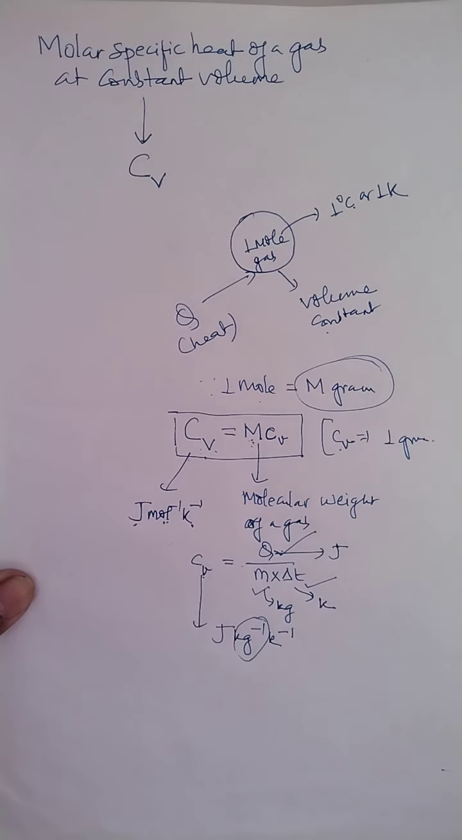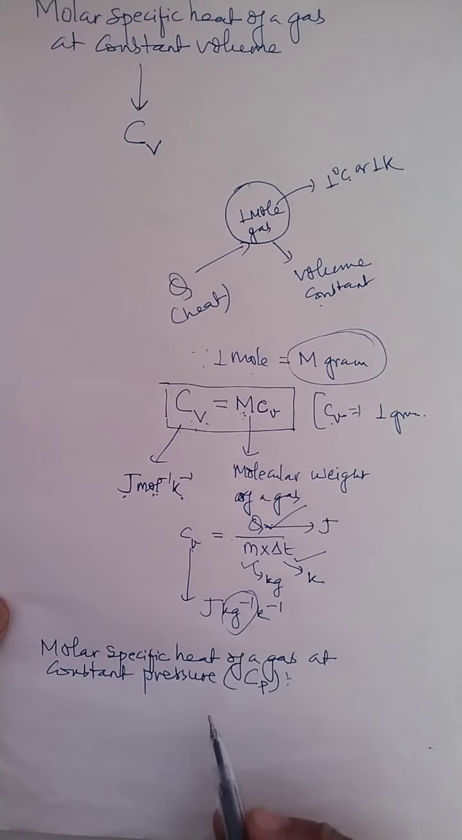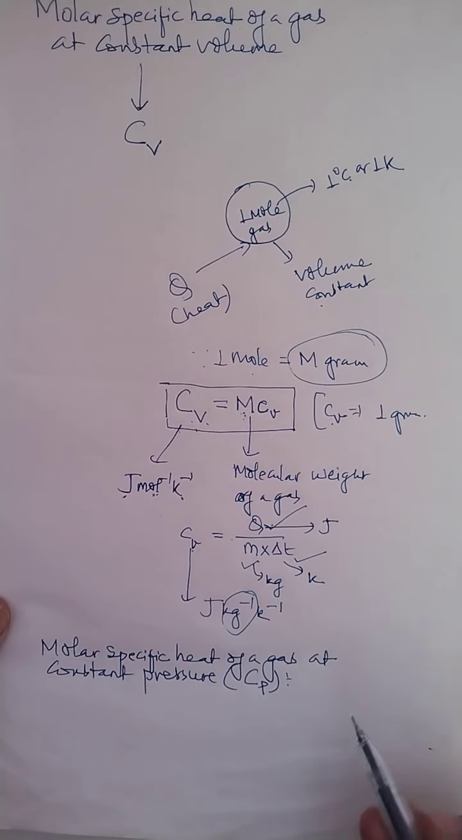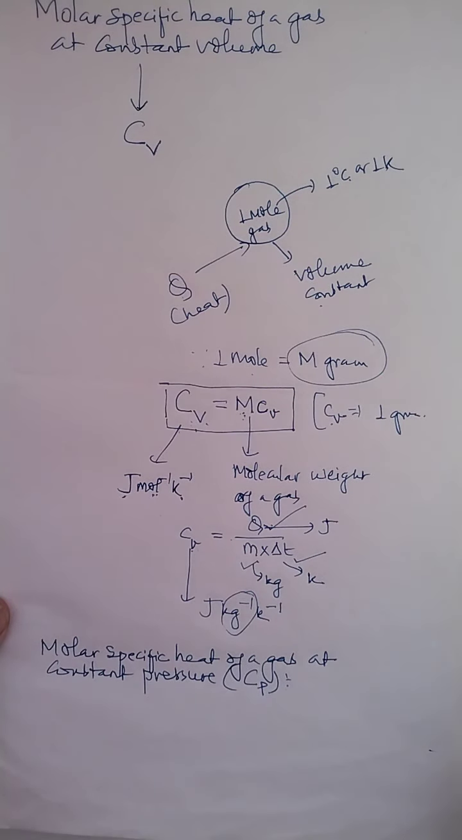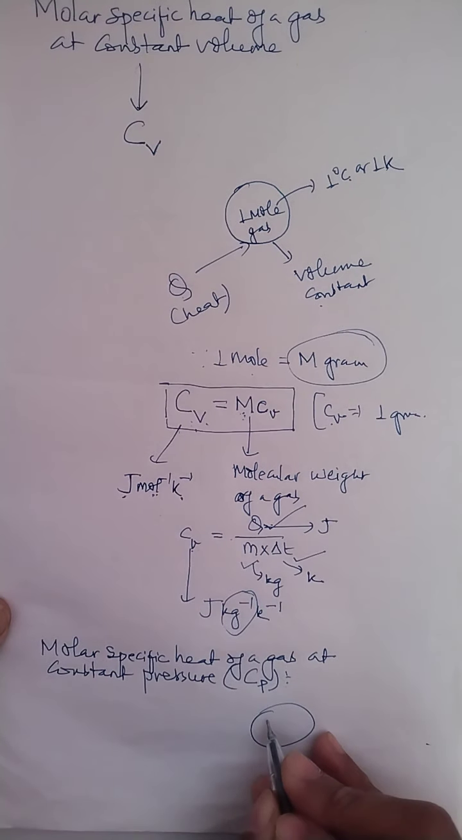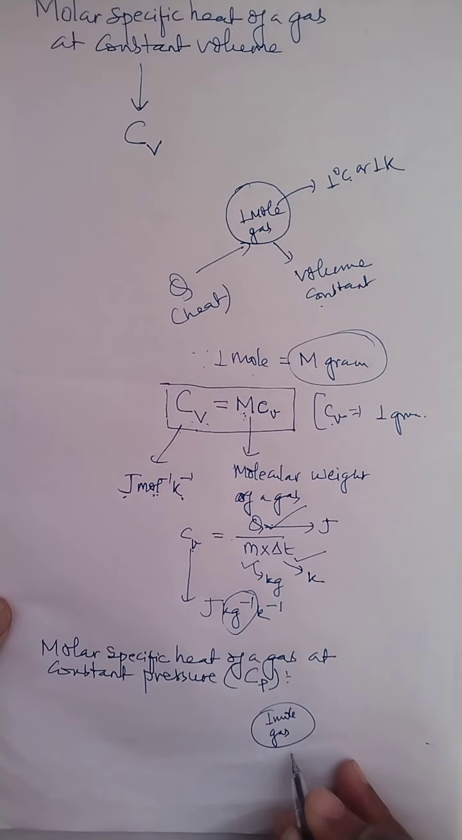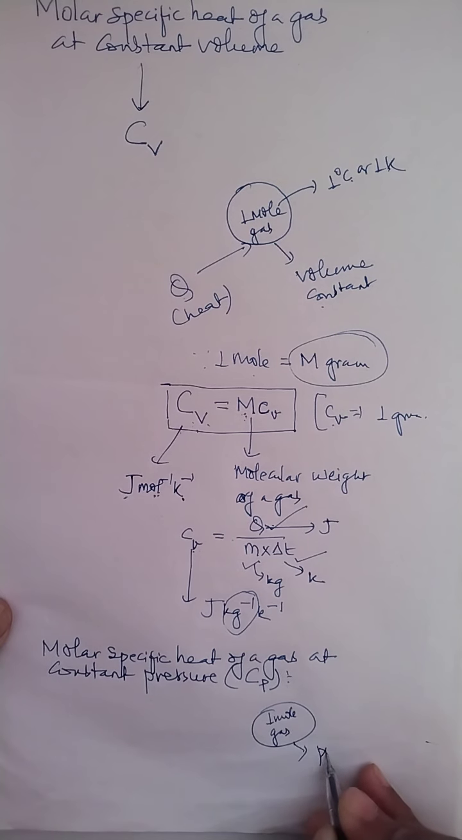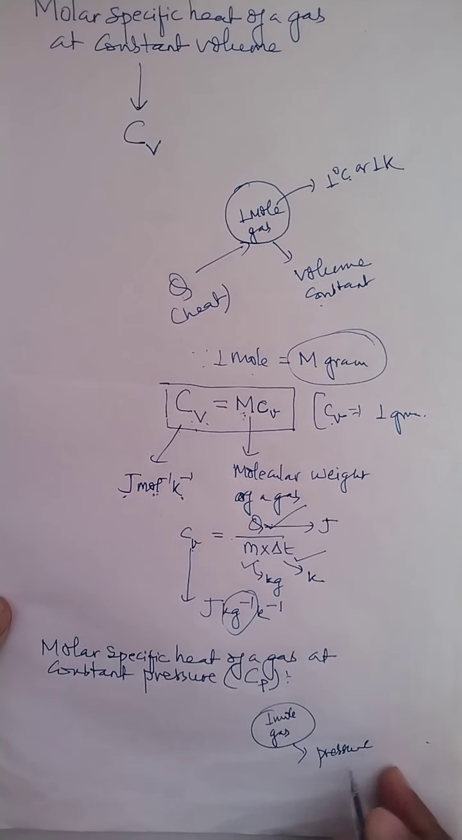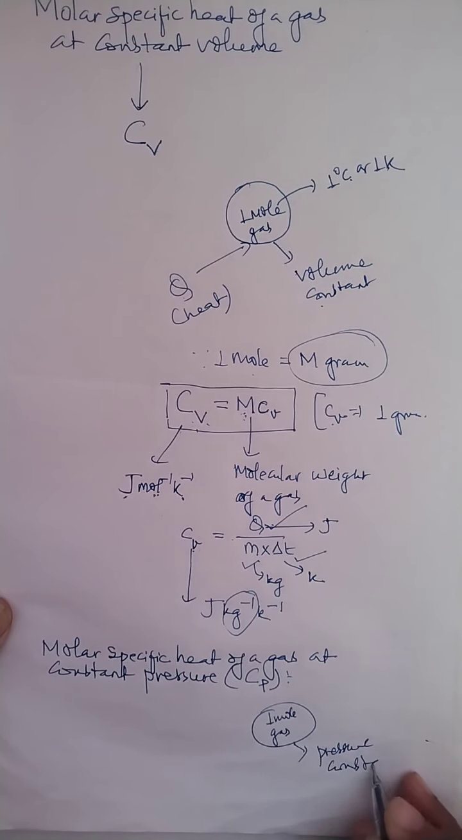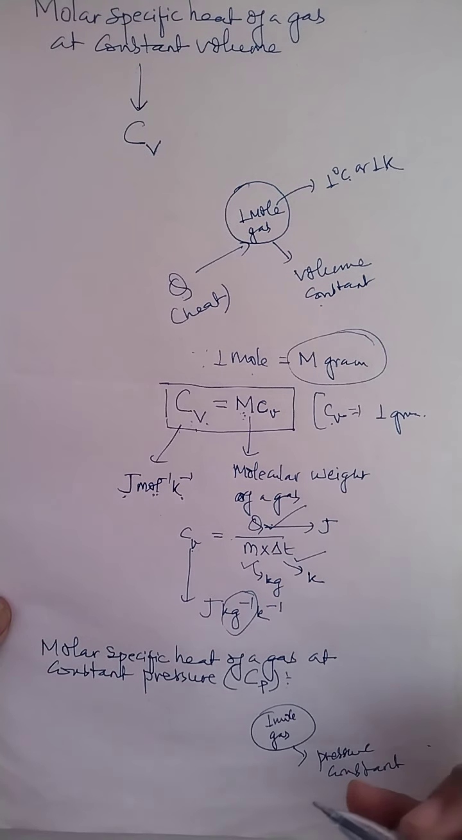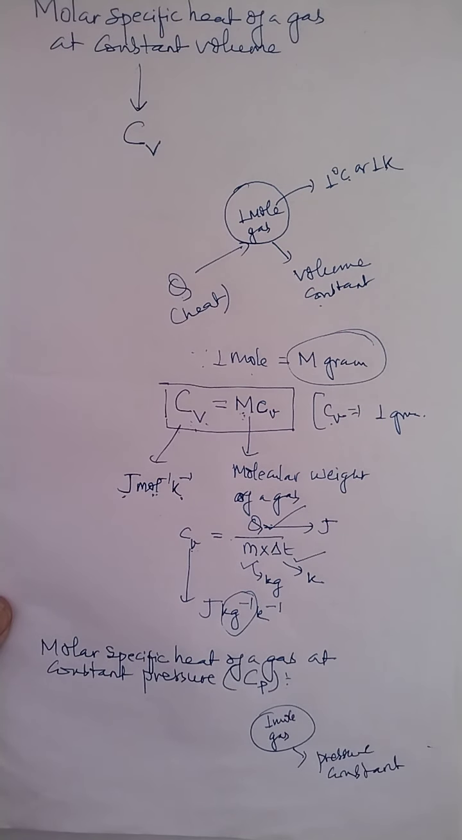Now similarly, we can define the molar specific heat of gas at constant pressure. Children, it can be defined in a similar manner as the molar specific heat of gas at constant volume. For this also, we take a gas, 1 mole of gas, and we keep this gas at constant pressure. Now keeping the pressure constant means under which process is this gas heated?